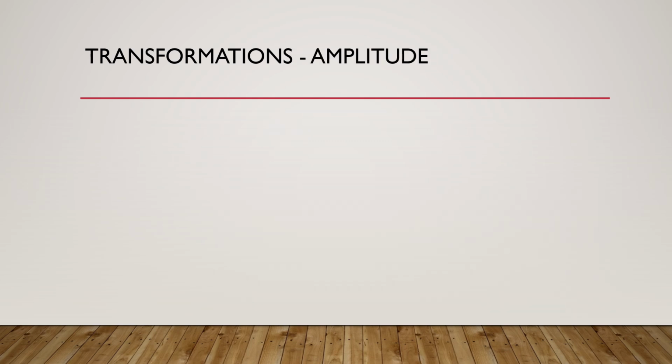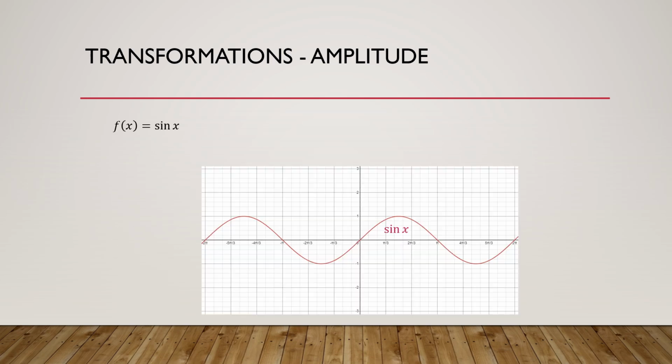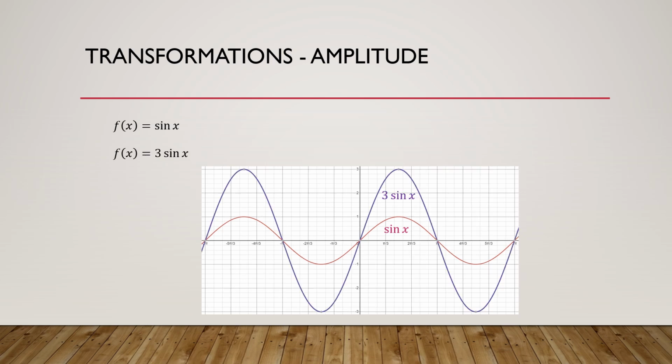Next, we'll graph a transformation of amplitude. For this, we'll start with f of x is equal to sine x. This transformation is created by multiplying the function by a value in front of the original function. In this example, we will use 3. This increases the amplitude of the function by a factor of 3. Again, this transformation does not affect the domain, but increases the range from -1 to +1 to -3 to +3.